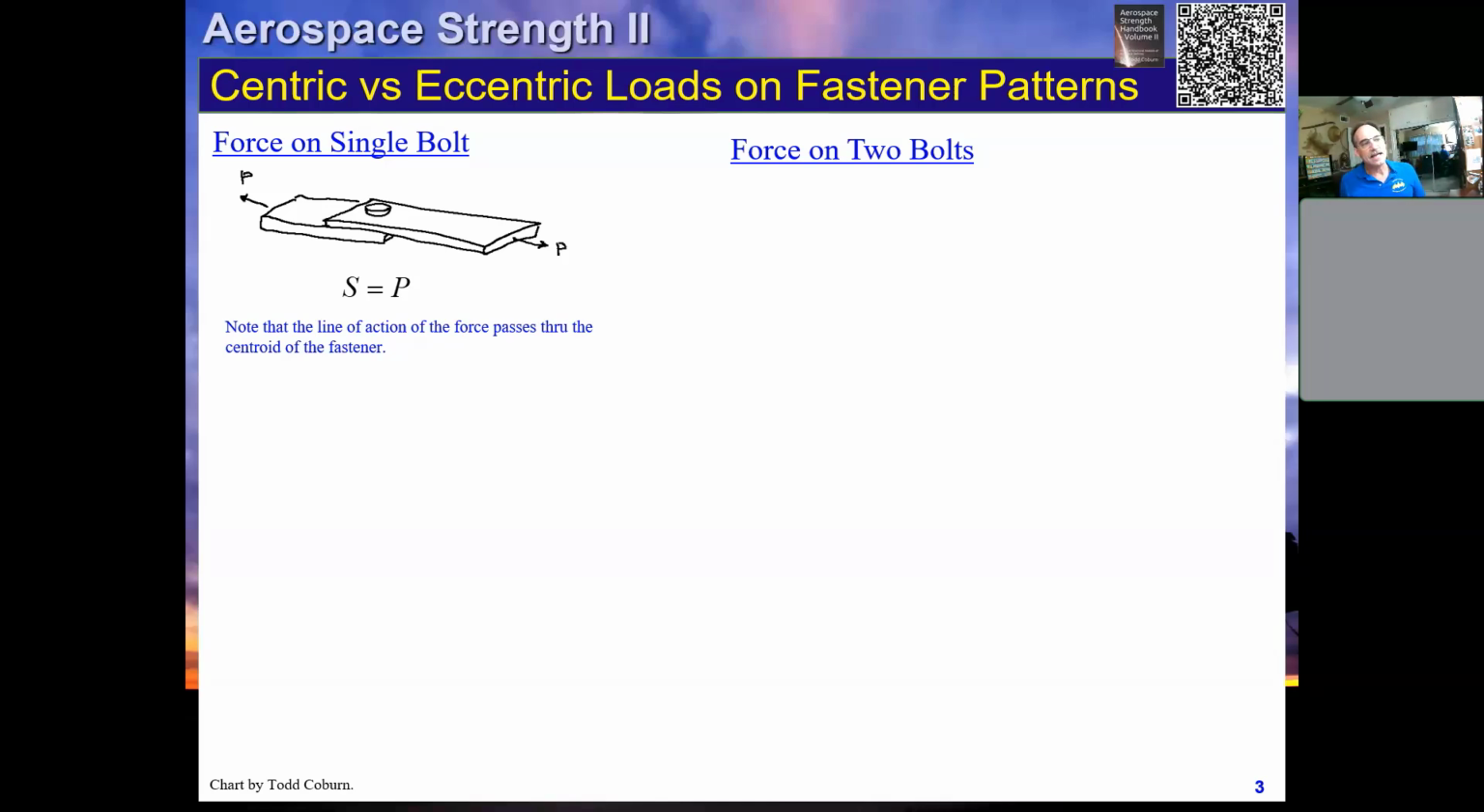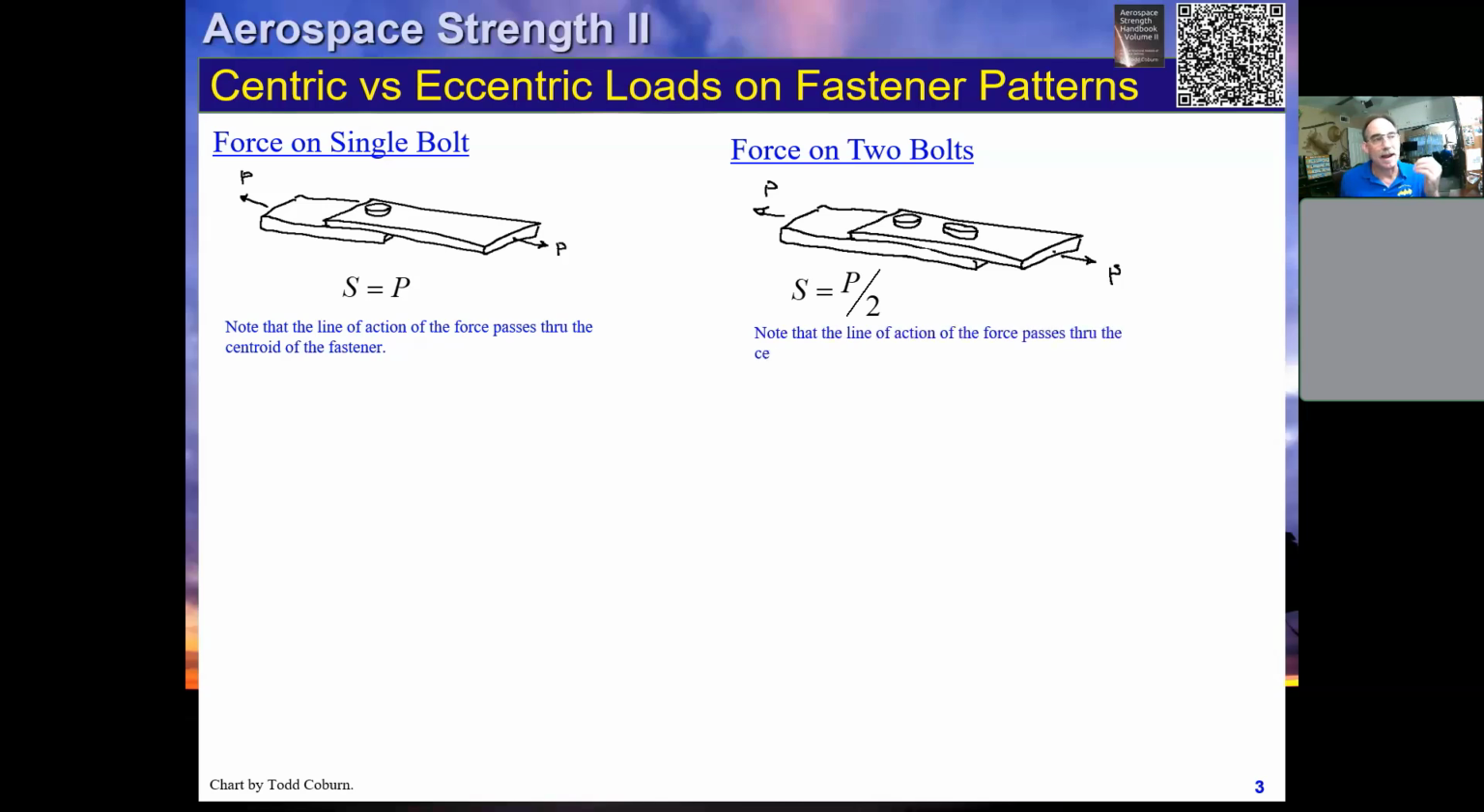Okay. Now let's take a look at a joint where we have two fasteners. We again have a central force loaded right through the centroid of the fastener pattern, and we can see, as we saw back in 3261, that our force per fastener is now just P over 2. That's the force that we would use for net tension, bearing, tear out, and shear. Okay? But the key point here is that the force passed right through the centroid of the fastener pattern such that all we had to do was take P over the total A.